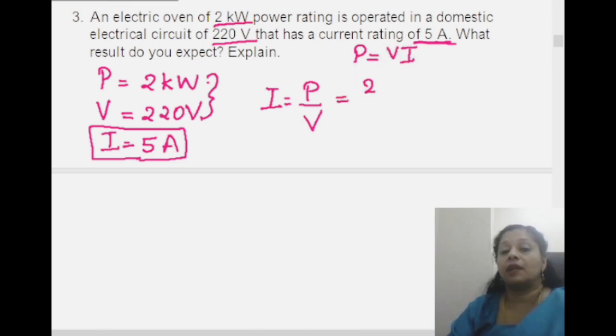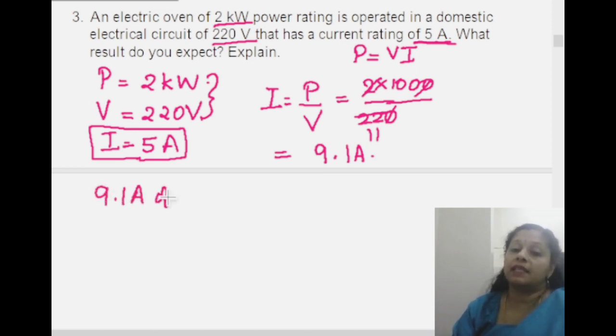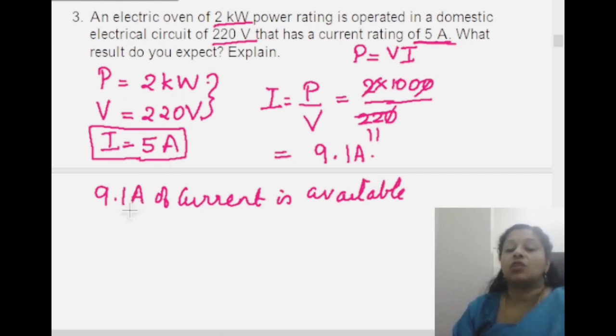So what is it? 2 kilowatt by 220. So here 2 kilowatt we will make it into watts, into 1000, by 220 volts. So in this case we will get the current as 9.1 ampere. So 9.1 ampere of current is coming into the gadget. But what is the rating? Only 5 ampere. So what happens? The gadget will get damaged.